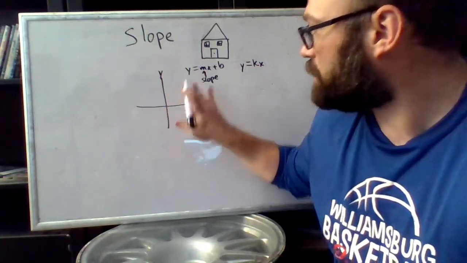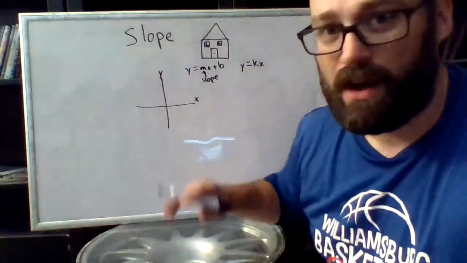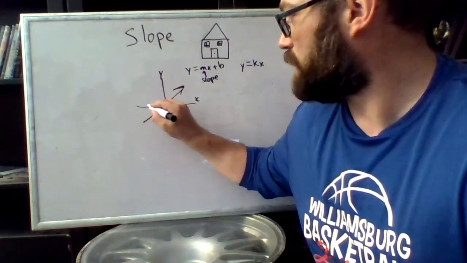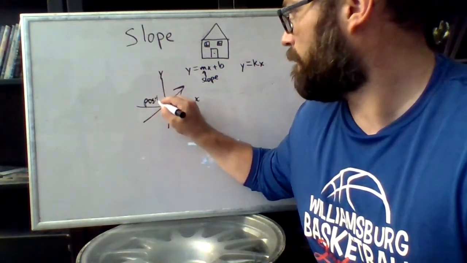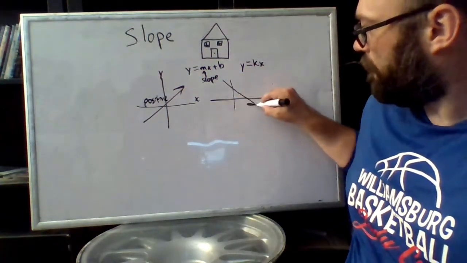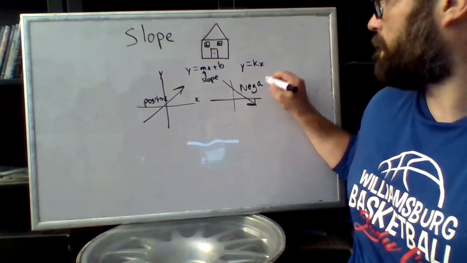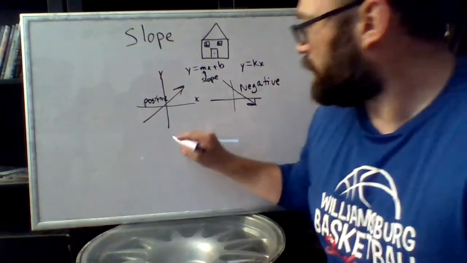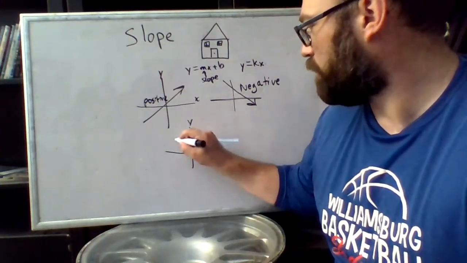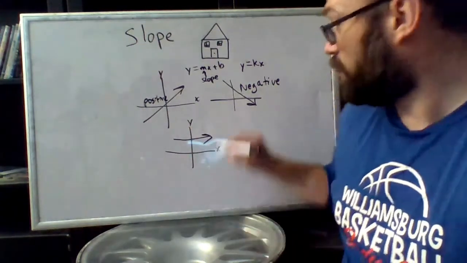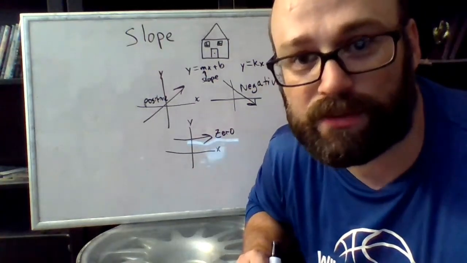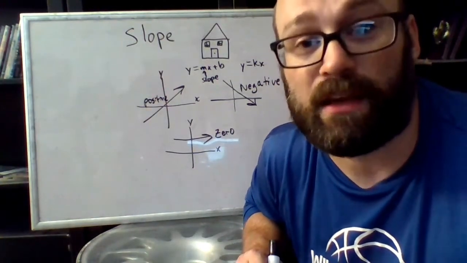So you have different types of slopes. We categorize them by which direction they go. If they go in this direction, that is a positive slope. If we have one that's going down, this is what we call a negative slope. If we have a flat line, here's our x-axis, here's our y-axis, a flat line like this is called a 0 slope. It's just y equals whatever the y-intercept is.